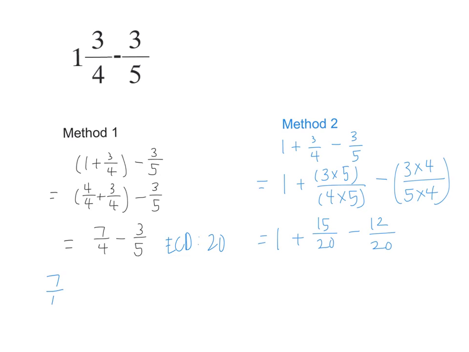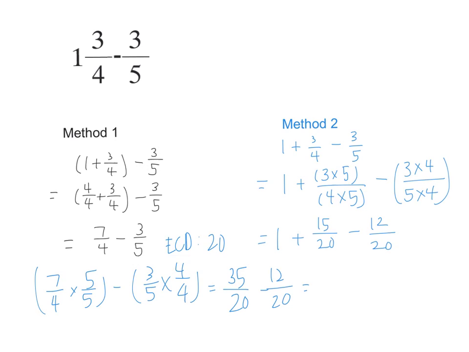So then I could do 7/4 times 5/5 minus 3/5 times 4/4 to get 35/20 minus 12/20, which equals 23/20, which is the same as 1 and 3/20. Yes? Okay. Now, method 2 is a little bit different. We don't use the improper fraction.